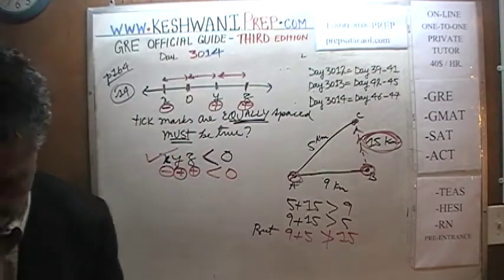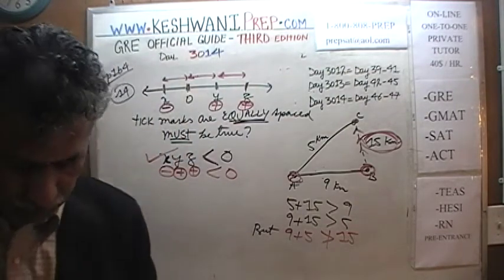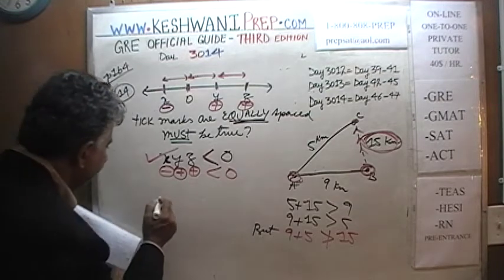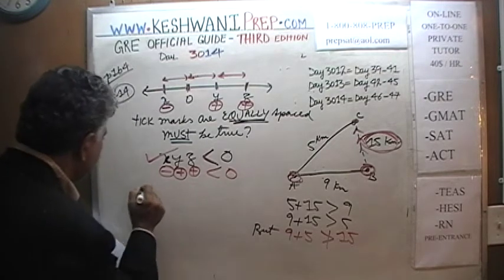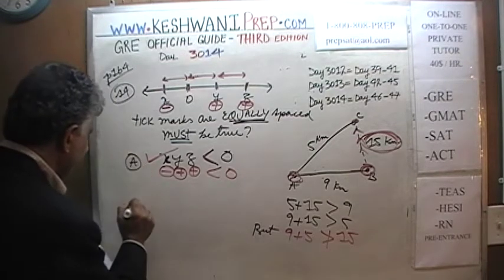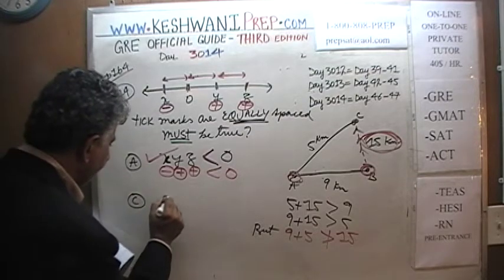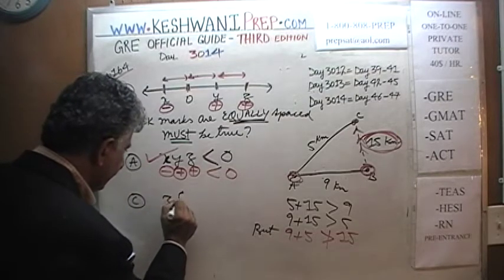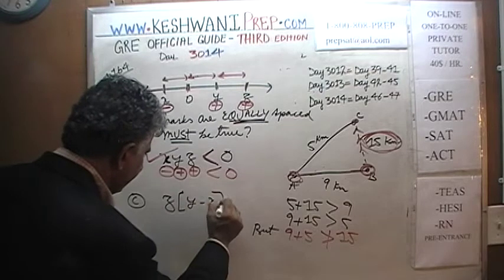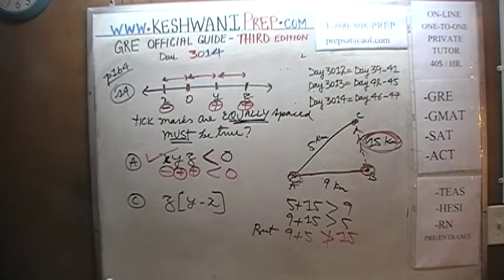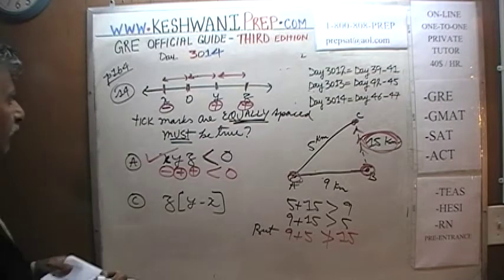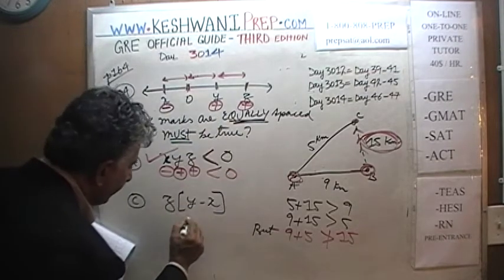Let's do the last one first. Number C, because it is also the same thing. In C, we have z times (y minus x). And what do we know about y? Y we know is positive. So we put positive here.